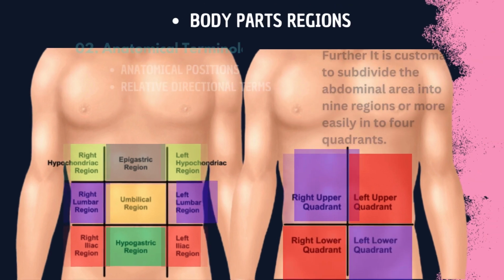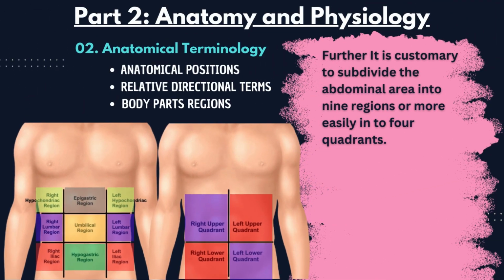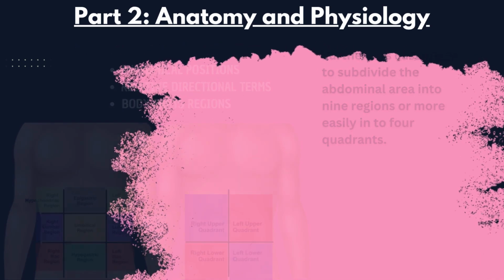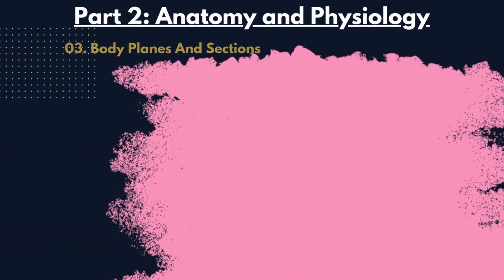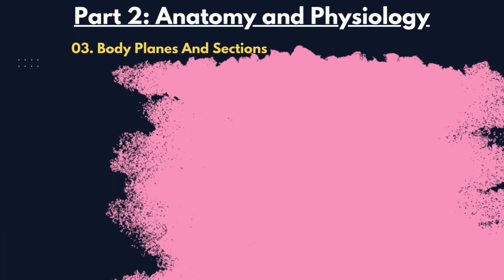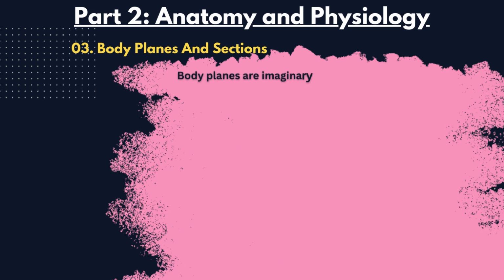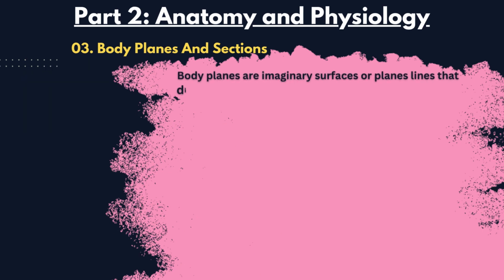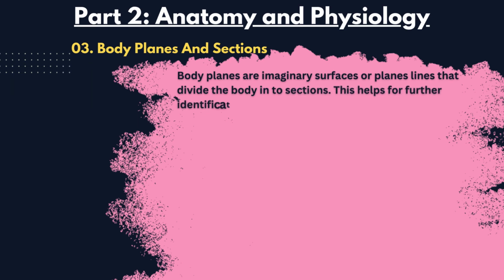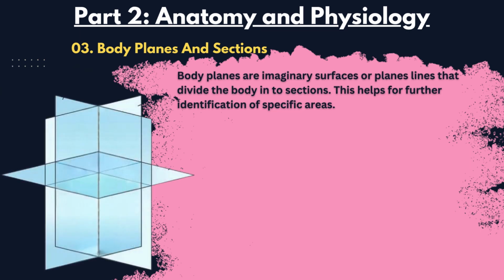Hope you have understood how to divide the abdominal region and what they are called in anatomical terminology. Now we will move on to our third section of the video, that is body planes and sections. Body planes are imaginary surfaces or planes, lines that divide the body into sections. These sections help for further identification of specific areas of the human body. Our body is divided into 4 planes or sections.